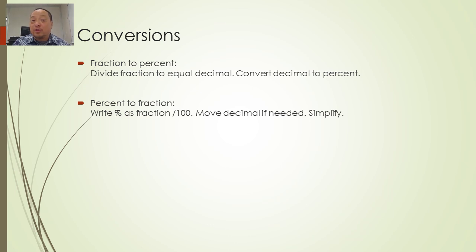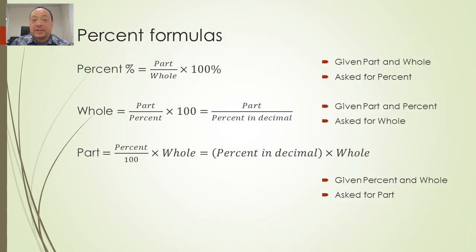To convert from fraction to percent, divide out the fraction and convert the decimal to percent. To convert from percent to fraction, write the percent as fraction over 100. If there's a decimal point in the numerator, then move both numerator and denominator as needed to make the decimal point go away. And then simplify. And then here are the percent formulas. Depends on what's given and what's being asked for. Choose the appropriate formula.